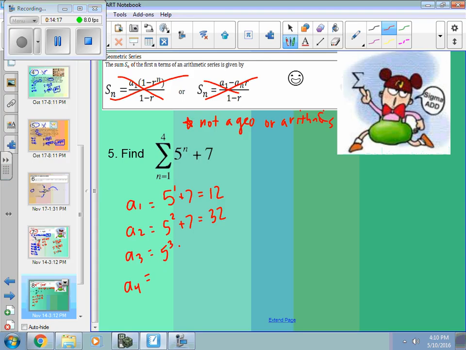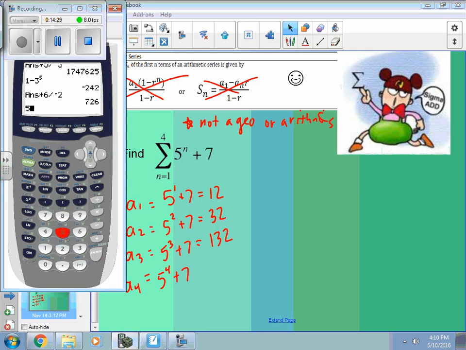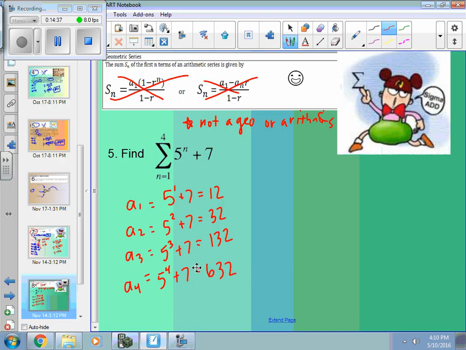Next one, 5 to the third power plus 7. 5 to the third power is 125, plus 7 would be 132. And then 5 to the fourth power plus 7. I'm going to use a calculator for that one. Let's see, 5 to the fourth plus 7 is 632. So then the sum of these would be adding this up. And if you add all those up, you would get a total of 808.